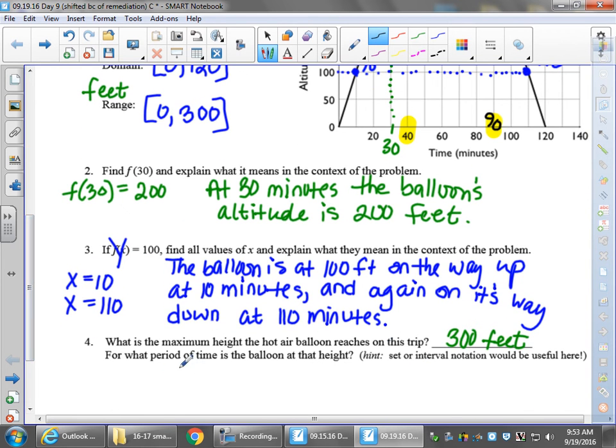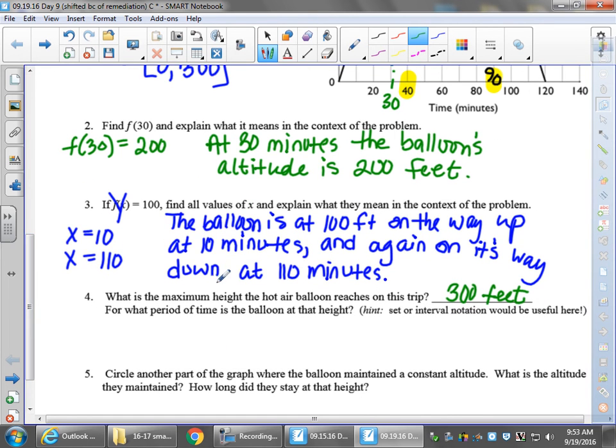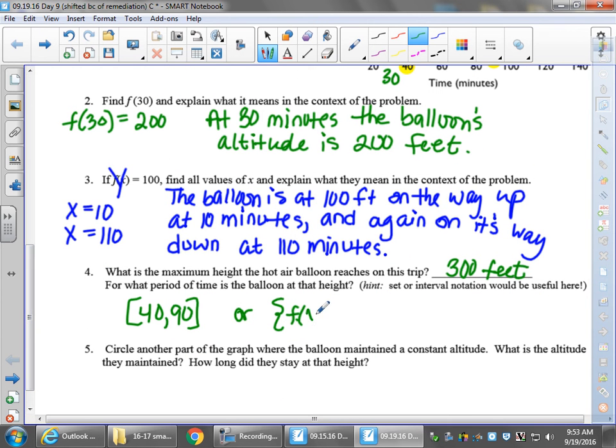So it says in an interval set or interval. So what would you like me to write here? What to what? Good. That would be if I used interval. Set would be f of x. Are we using x? Yes. F of x from 40 to 90. Whichever you choose. Once again, no math involved, purely reading for information.